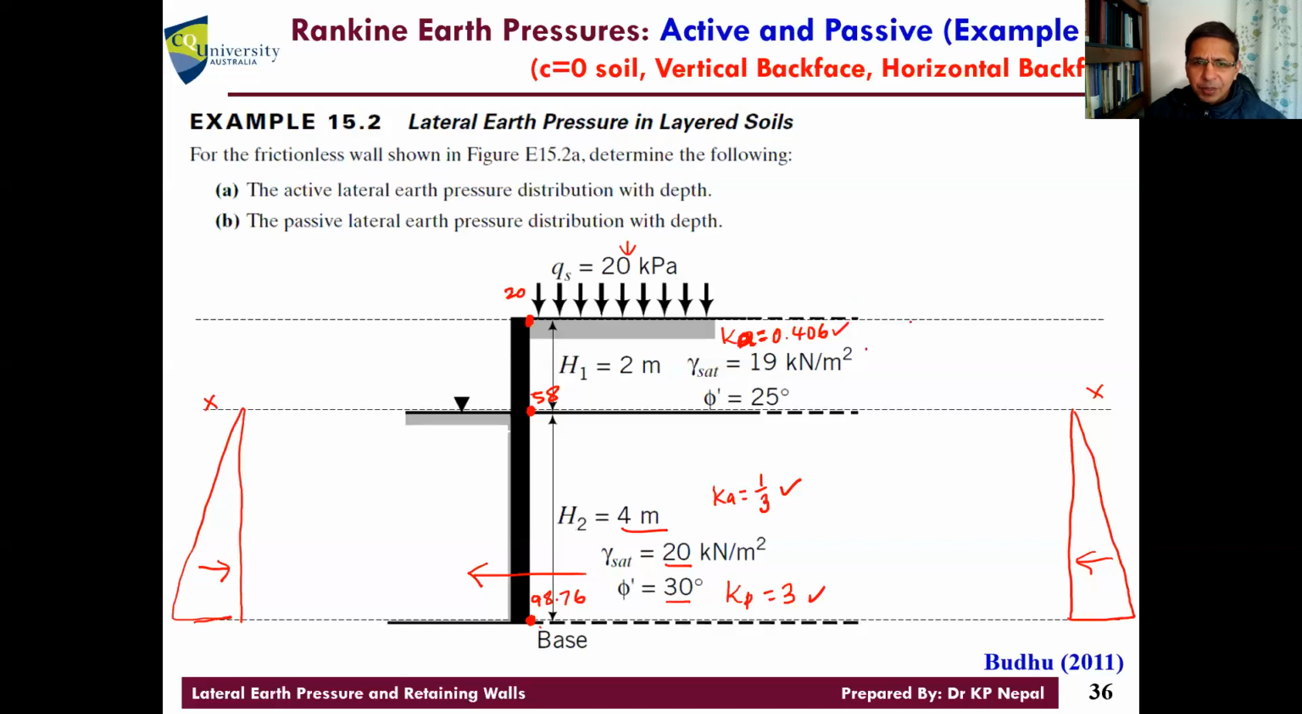Can I draw now? What will be here? So the Qs, we always need to multiply by Ka, right? Yeah, so what will be here now? Pressure at this point.